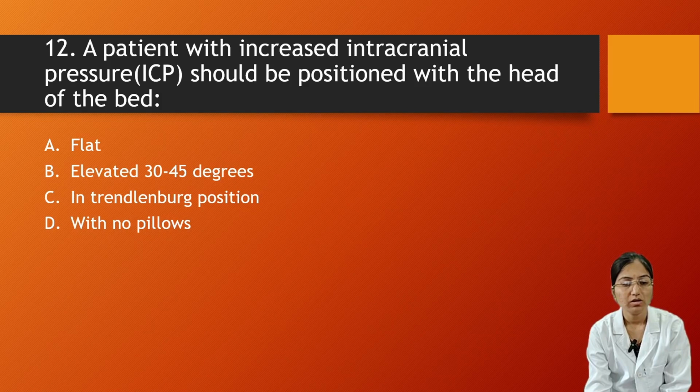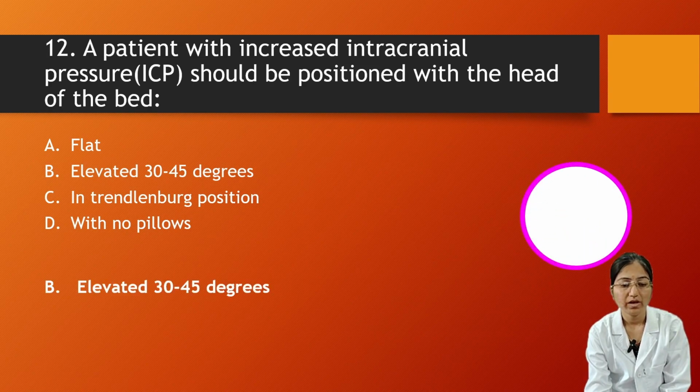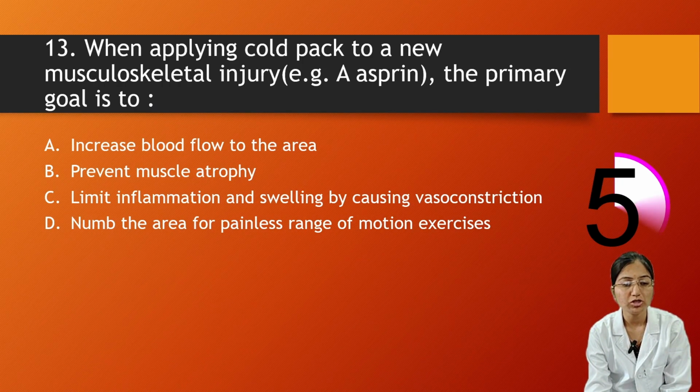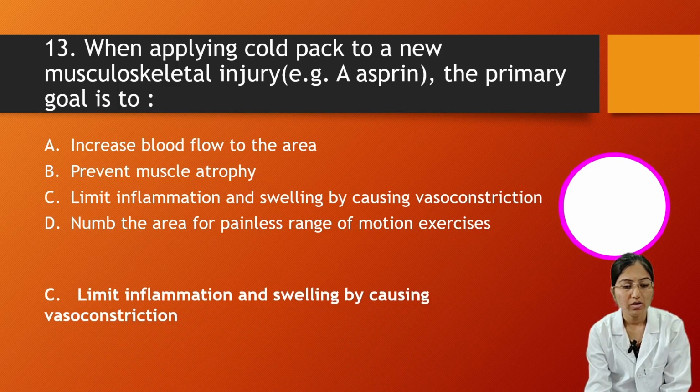Next question. The patient with increased intracranial pressure should be positioned with the head of the bed... elevated 30 to 45 degrees. Next question. When applying cold packs to a new musculoskeletal injury, the primary goal is to... limit inflammation and swelling by causing vasoconstriction.